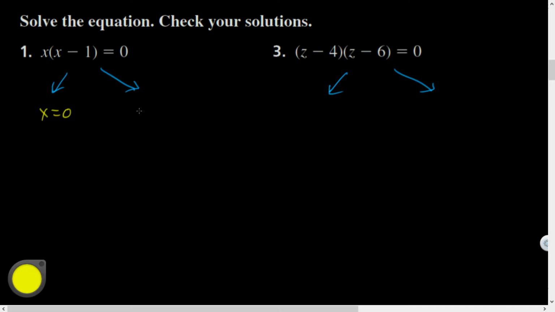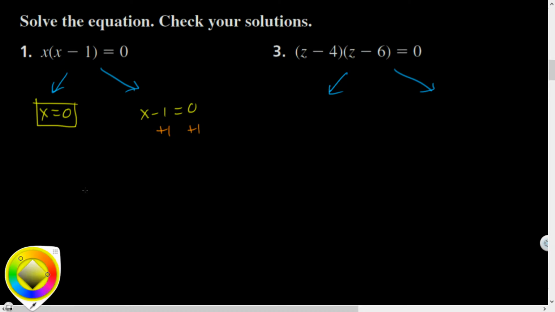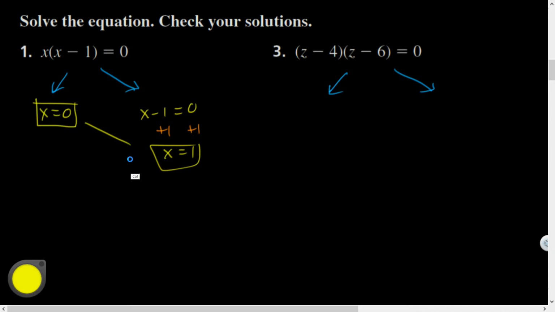So either x equals 0 or x minus 1 equals 0. This one's already solved conveniently. And then this one I add 1 to both sides. So I get x equals 1. So 2 solutions, 2 roots, right?